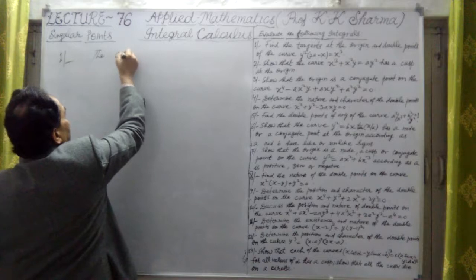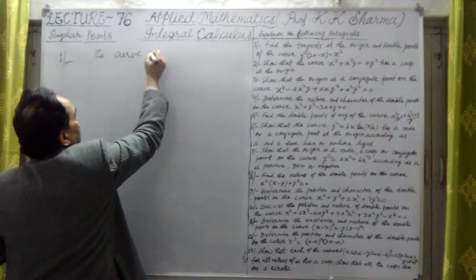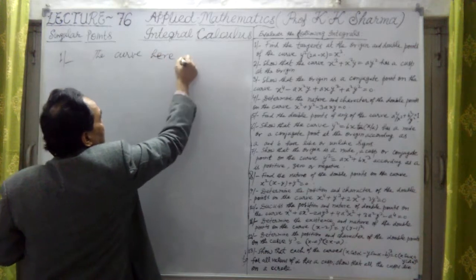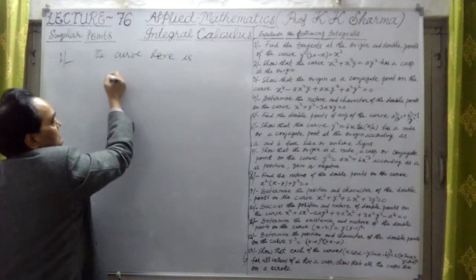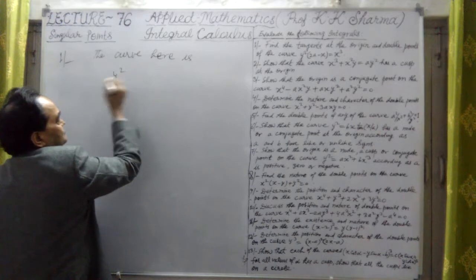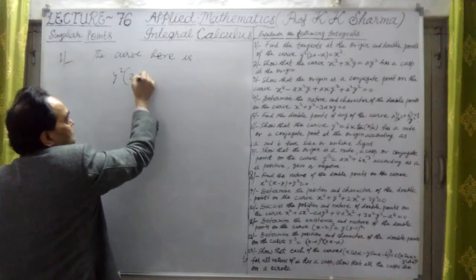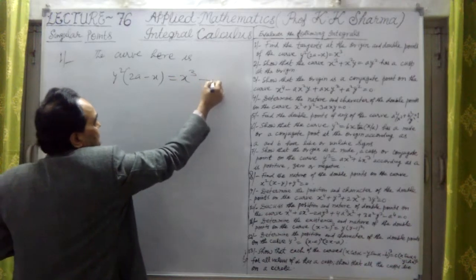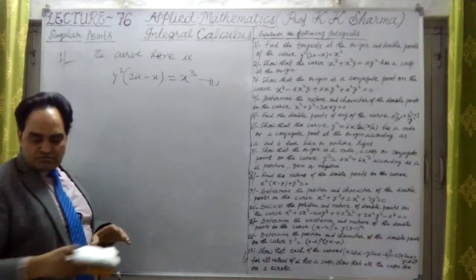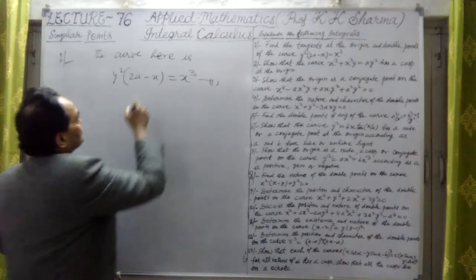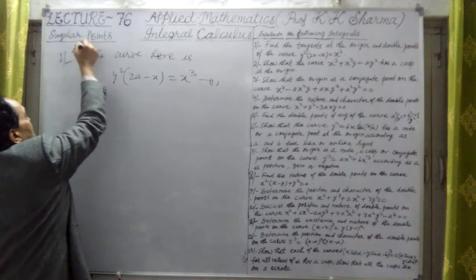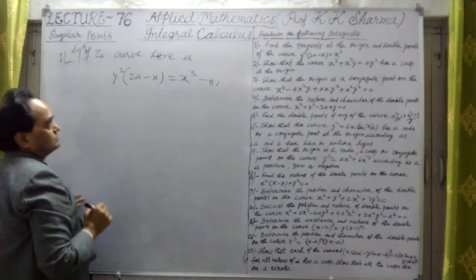The equation of the curve here is y square into twice a minus x equal to x cube. This is the first equation, the equation of the curve.